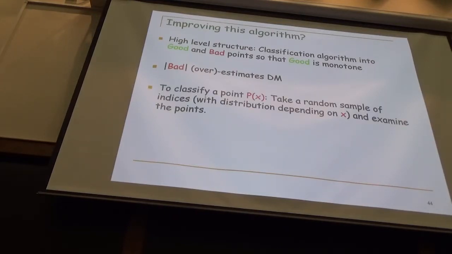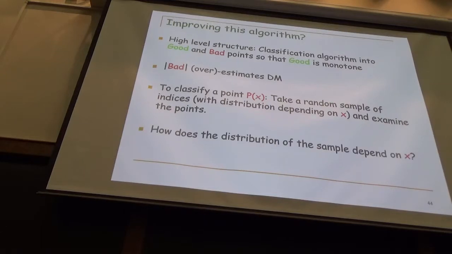Now, how is the classification done? Well, there was some stuff we did, but at a high level, what did you do? We took a random sample of indices where the distribution was not purely random, but the distribution depended on x, and then we examined the points in the random sample and used those to decide whether x is good or bad.